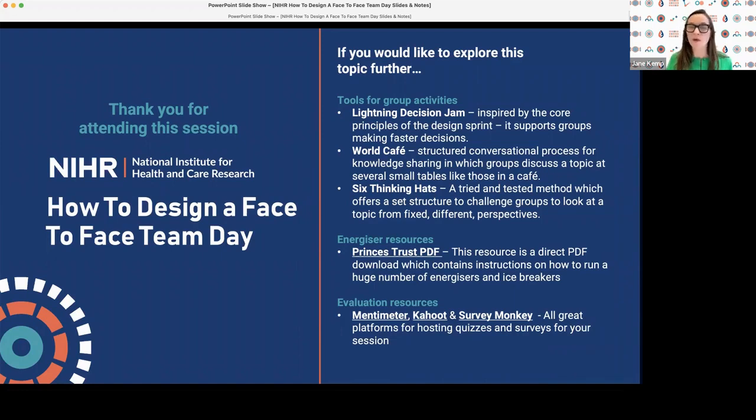So the first one, the Lightning Decision Jam. So this is supporting the core principles of design sprints. So it helps us to make faster decisions. World Cafe is a great process that I've used with everybody from publishers to coming up with new ideas for fruit and vegetable manufacturers, so everything.